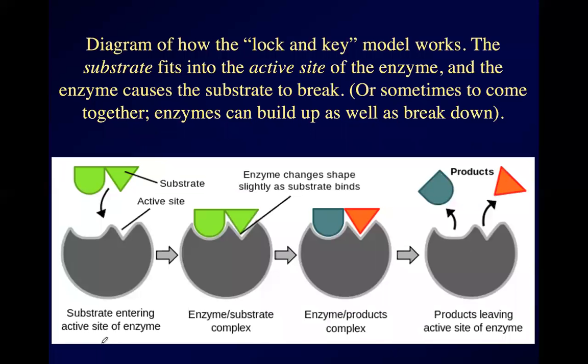And there's a diagram of how this works. The substrate is shown here as this kind of bright green, funny little shape. And the substrate comes down and fits into the active site of an enzyme. The enzyme might actually change its shape just a little bit to bind to the substrate. We call that induced fit. And then when the substrate is in the active site, the enzyme will put a little bit of strain and cause the substrate, in this case, to break.